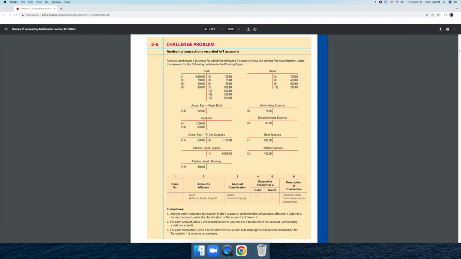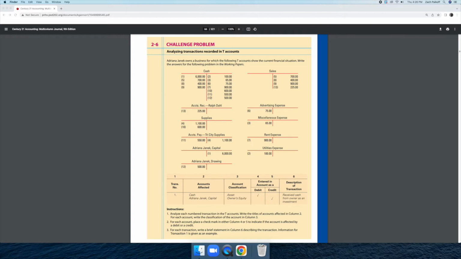Number one is asking us to analyze each numbered transaction in the T accounts. Write the titles of the accounts affected in column 2. For each account, write the classification of the account in column 3.